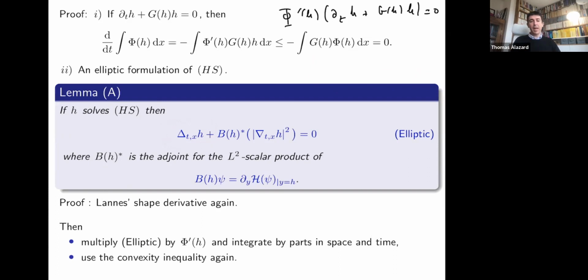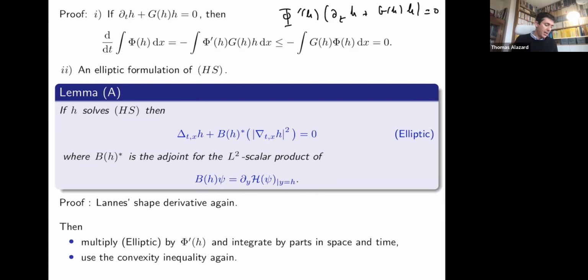Namely, the Laplacian of H computed with the variables t and x plus some operator B_H star acting on the gradient of H squared is equal to 0, where B_H star is the adjoint for the L2 scalar product of this operator that associates to psi the vertical derivative of its harmonic extension. The proof of this lemma is based again on Lannes' shape derivative formula.